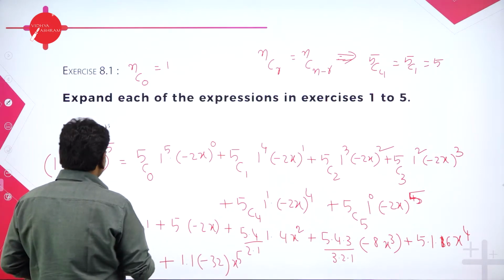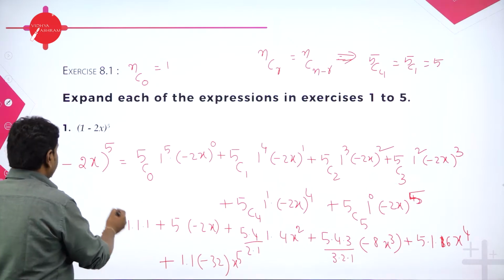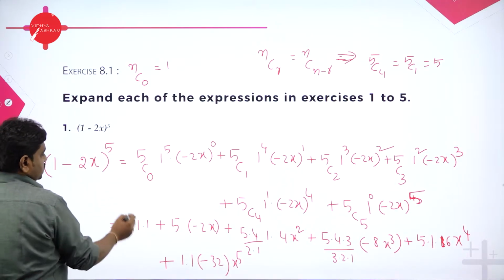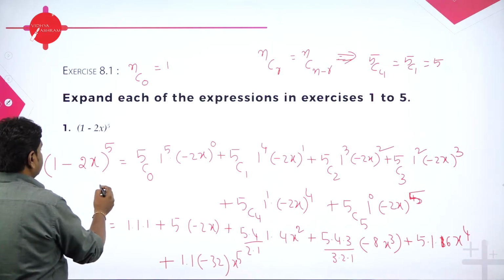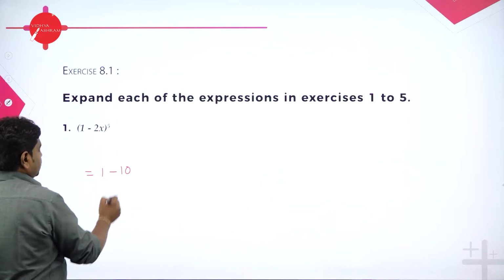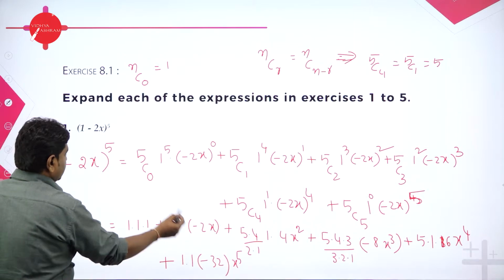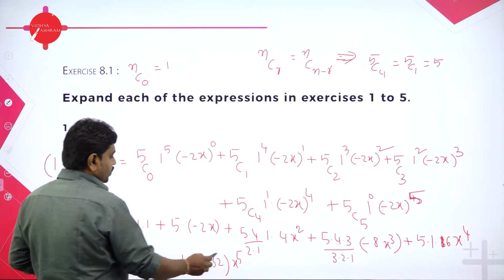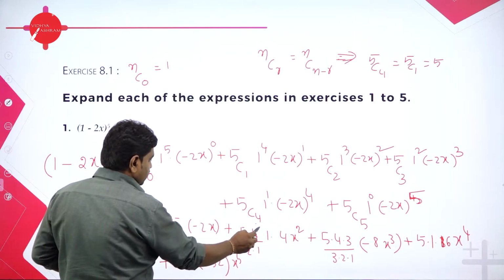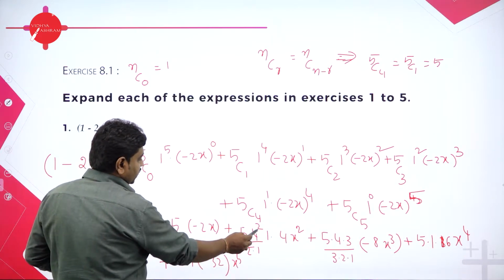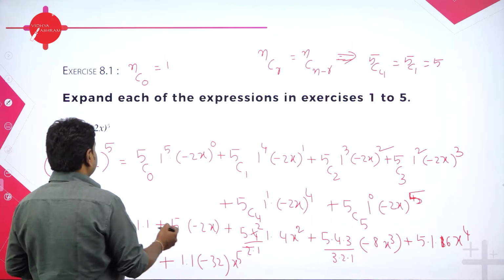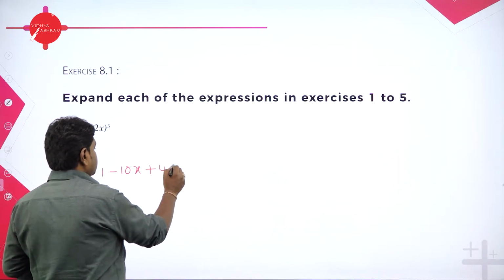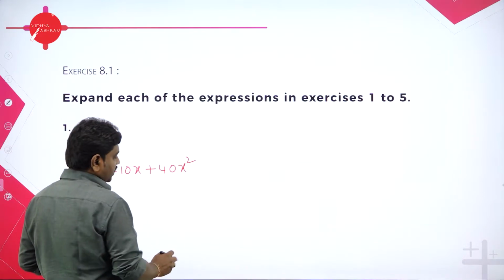Here if you simplify, the first term is 1 into 1 into 1, which is 1. Then plus 5 into minus 2 is minus 10, and x is there, so minus 10x. Then 2 ones are 2, 2 twos are 4 cancels, 5 twos are 10, 10 fours are 40x square, positive 40x square. Then 3 terms are done.